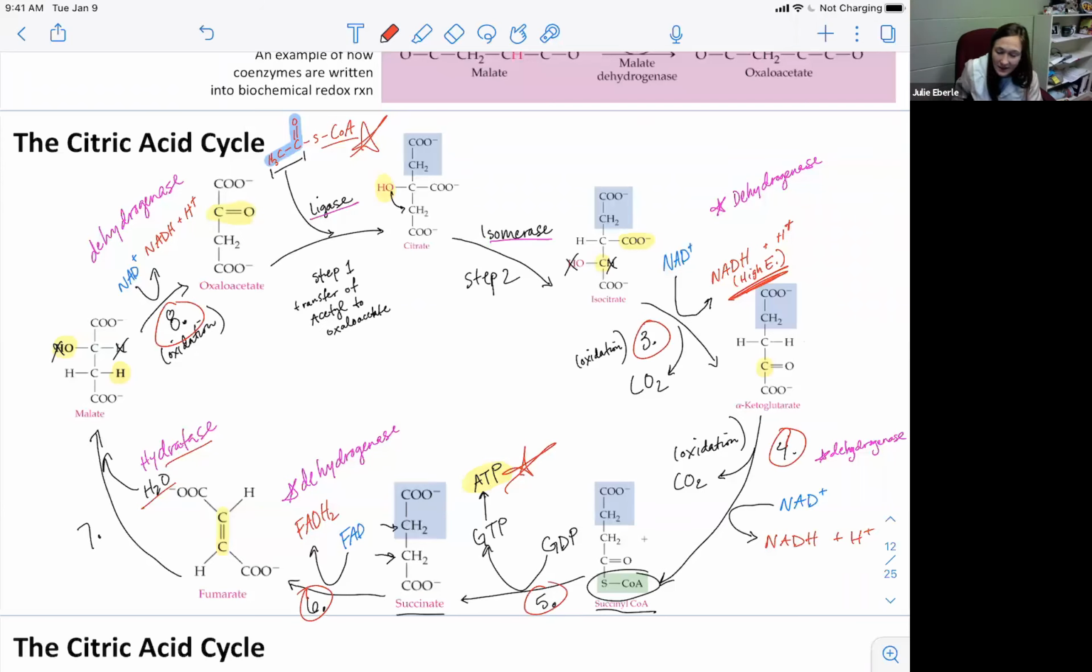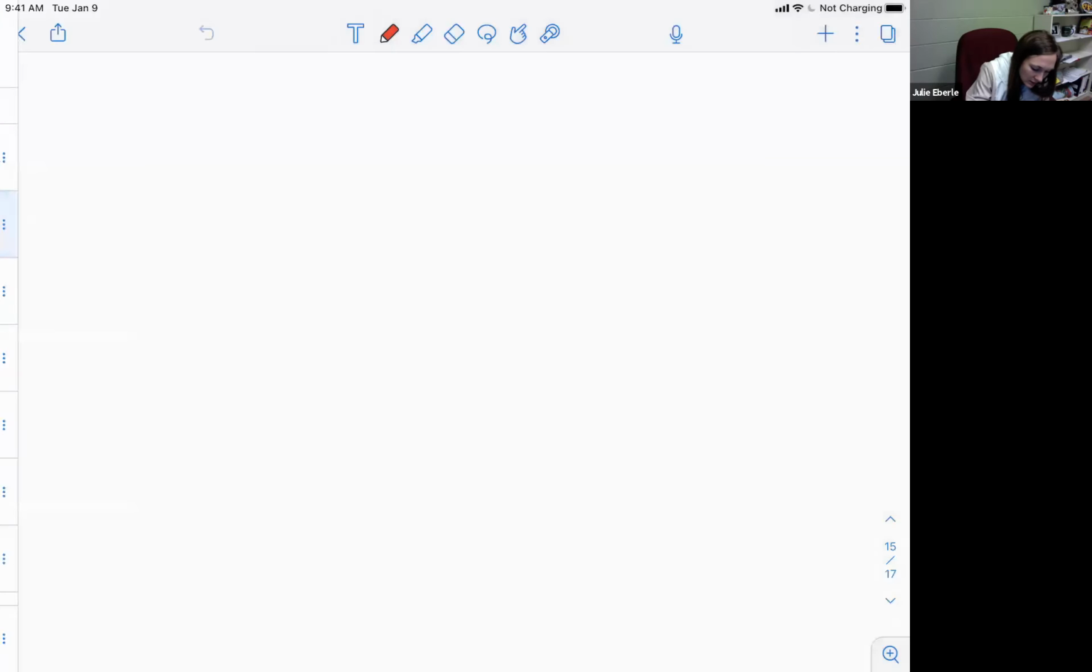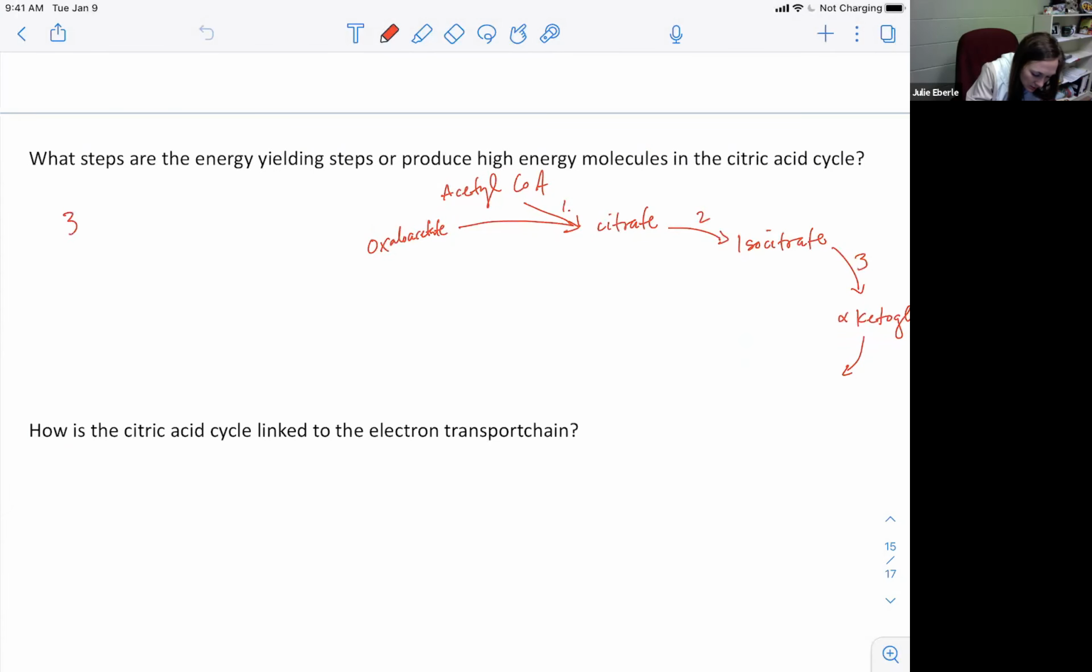So almost every step in this pathway, except for steps 1, 2, and 7, gives us something useful. This is why the citric acid cycle is so important. So we'll just write over here, steps 3, 4, 5, 6, and 8 all produce either a reduced coenzyme or ATP.